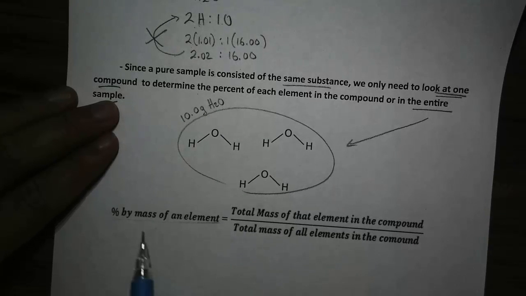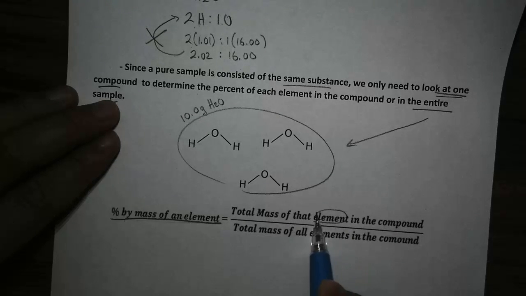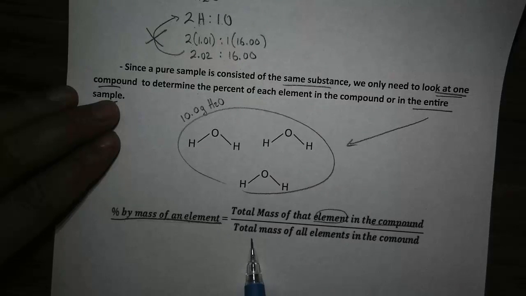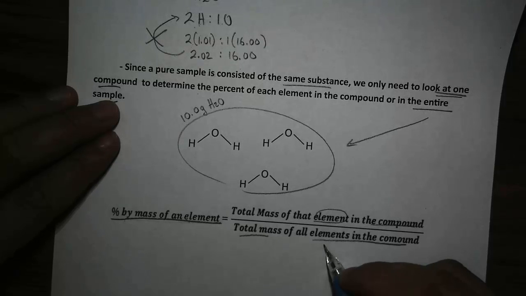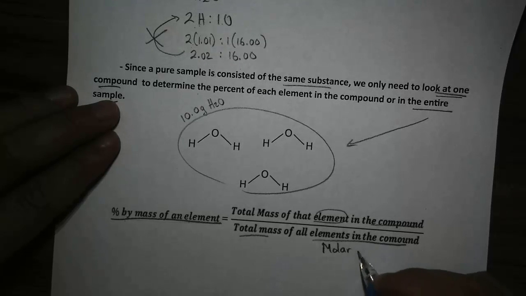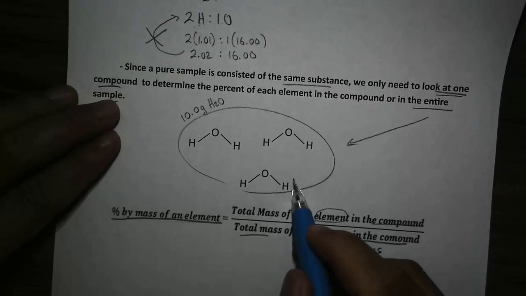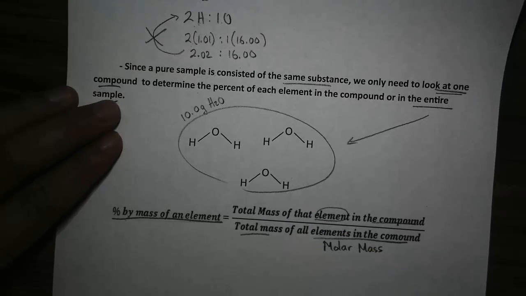So why is that so important? But first, let's look at the formula to find the percentage by mass of an element in a chemical formula. That is, the percentage by mass of an element is equal to the total mass of that specific element in a compound, which makes sense, divided by the total mass of all the elements in the compound. And basically, this is your molar mass of that chemical formula. Let's look at this sample more specifically. For instance, let's say I want to find the percent by mass for hydrogen.